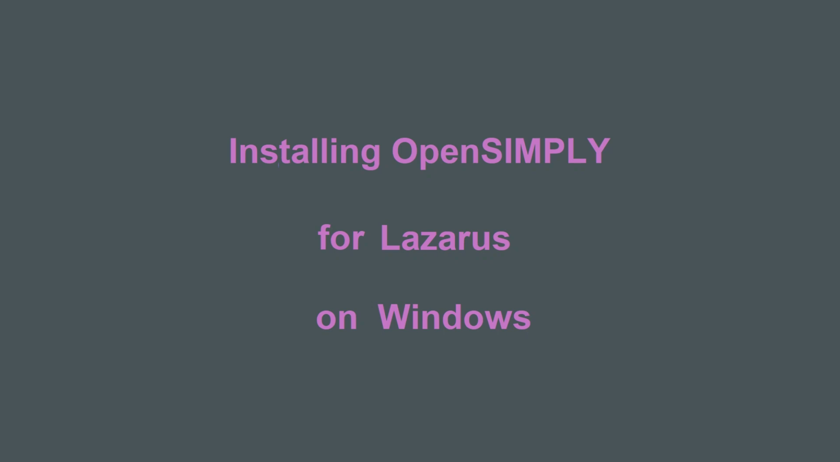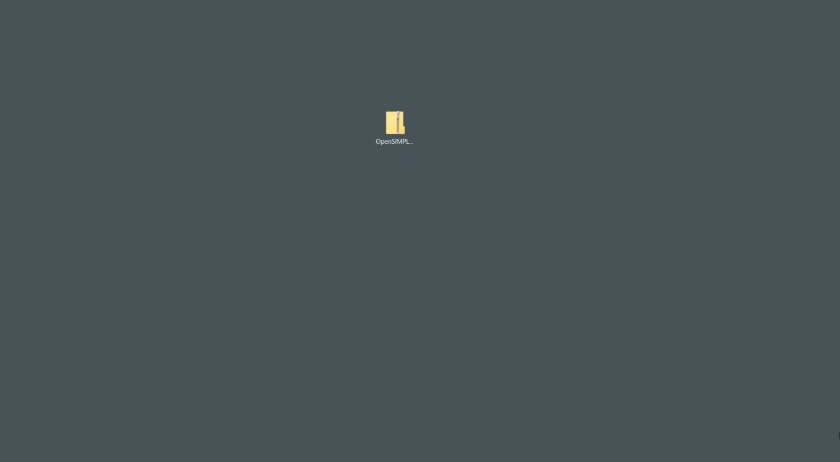This video explains the automatic installation of OpenSIMPLY for Lazarus on Windows. It is assumed that you already have the downloaded OpenSIMPLY package. This package is a regular zip archive containing a folder structure.